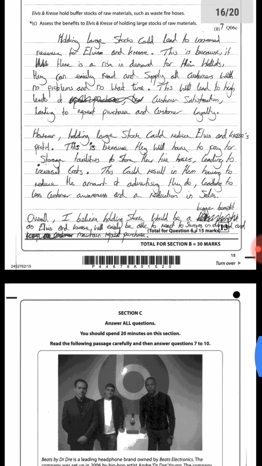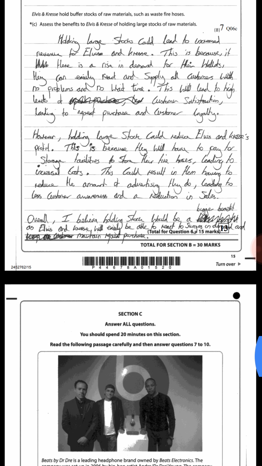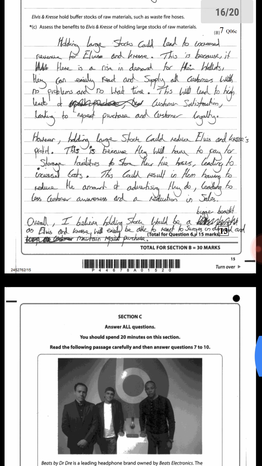Okay, next one. Assess the benefits to Elvis and Cress of holding large stocks of raw material. So that's your buffer stock, large stocks, having it in stock there, ready for when customers want to actually buy it. For 8 marks, I think the student would have got that extra mark if they had a stronger conclusion at the bottom, but what they're doing is making a comparison of using buffer stocks, and they're looking at the disadvantages. So here we go.